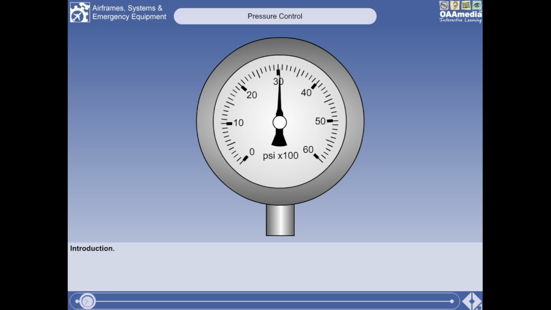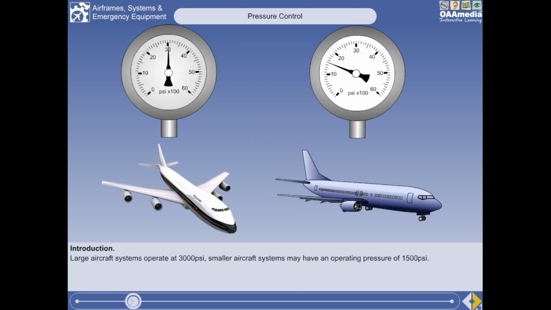In this lesson, you will learn about the components used to control, limit and maintain the pressure in an aircraft's hydraulic system. The normal operating pressure of the hydraulic system in a large modern aircraft is 3,000 pounds per square inch, psi. Smaller aircraft may have systems operating at 1,500 psi.